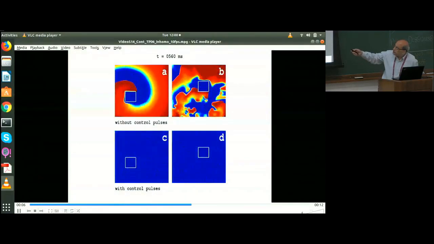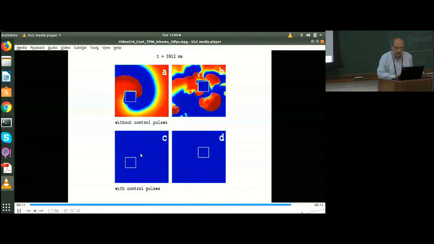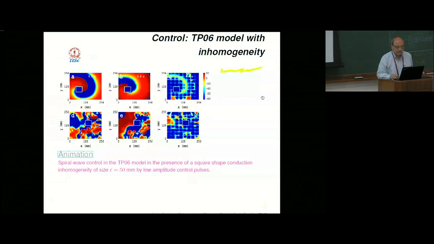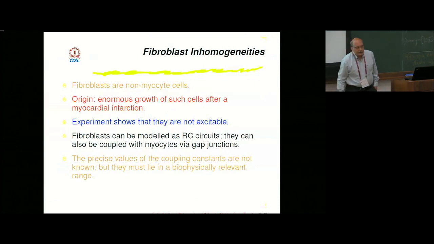Up in these two things, there is no control. Here we have the grid, and we have managed to control the spiral wave turbulence even in the presence of an inhomogeneity. All right. Now, cardiac myocytes are not the only cells that are found in cardiac tissue.